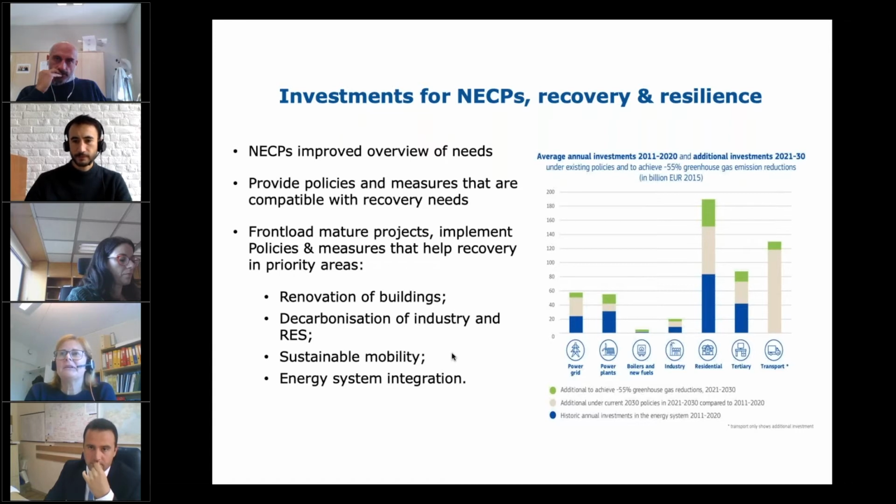Thank you very much, Clément, for this interesting presentation about what the national energy and climate plans are, how they are structured, the need for a modeling approach, etc. So thank you very much. We will then continue with the presentations from two member states and a region.